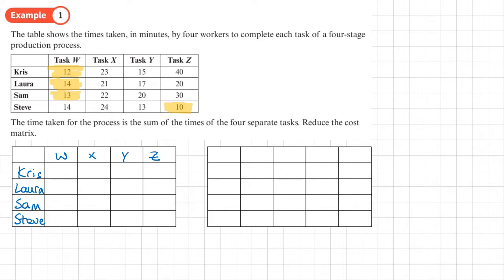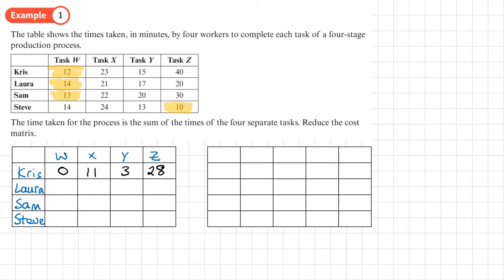So starting with the top row, I subtract 12 from each of those values. So 12 minus 12, 23 minus 12, 15 minus 12, and then 40 minus 12. Now, if this is done correctly, the element that you've chosen should become 0. So after we've completed this, these values that I've highlighted should be zeros in this matrix here.